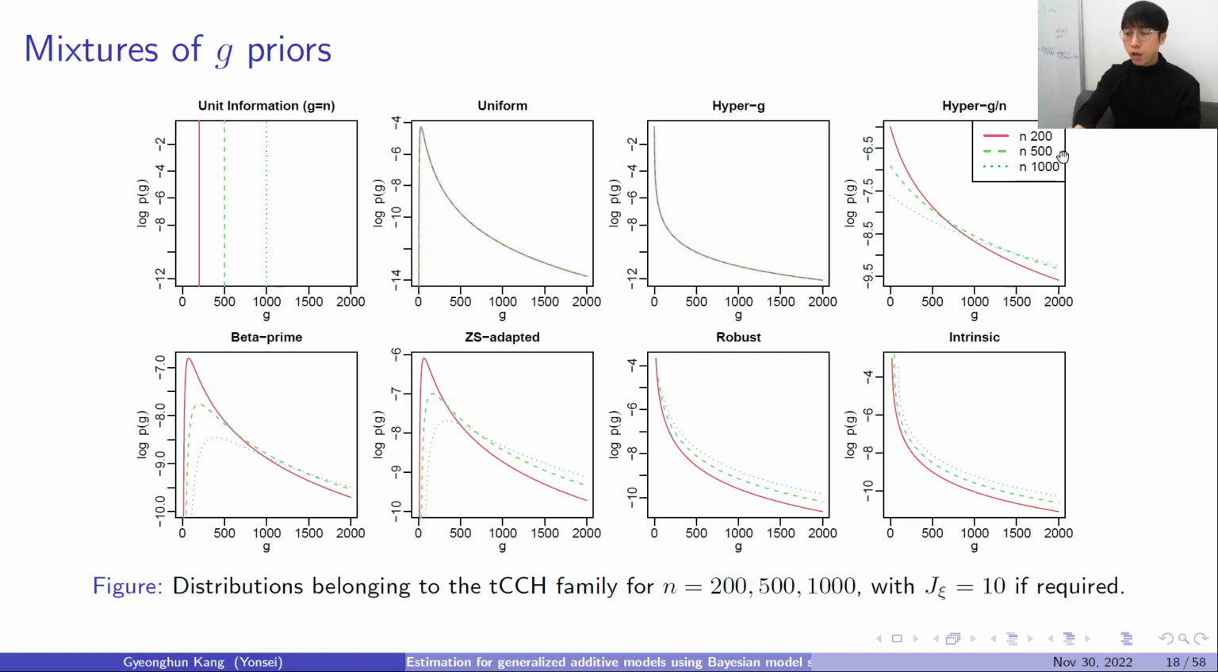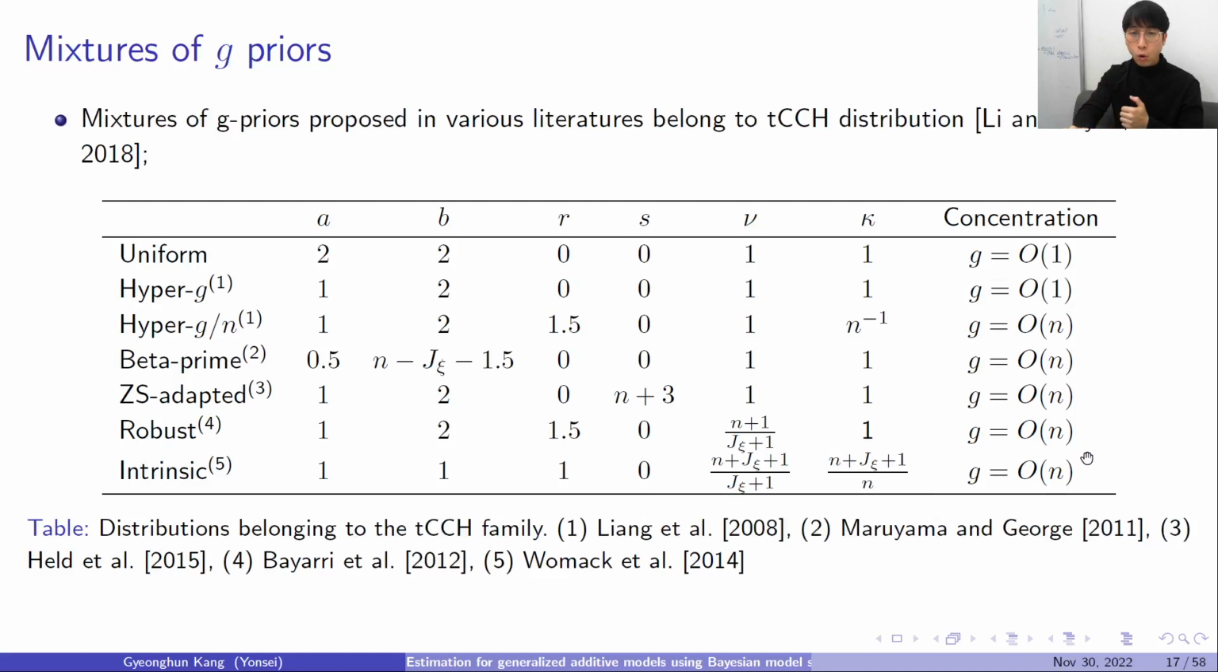As you can see, when n is 200, 500, 1000, this uniform hyper-g prior does not change. For the other priors, hyper-g over n, intrinsic, robust, generalized beta prime, if the size of the sample increases, then more and more of the prior mass is concentrated on larger values of g. So this is why these priors are called mixtures of g priors of g to the big O n.